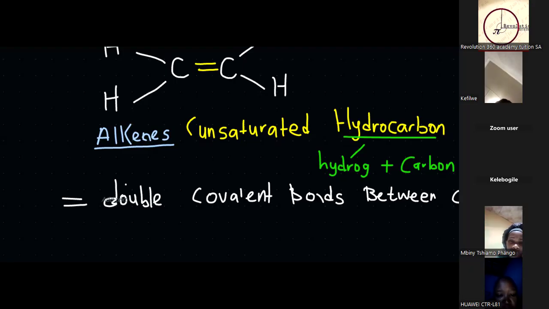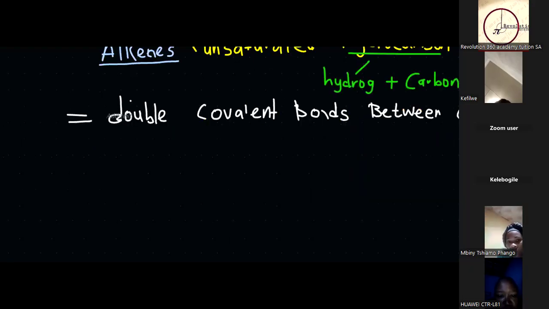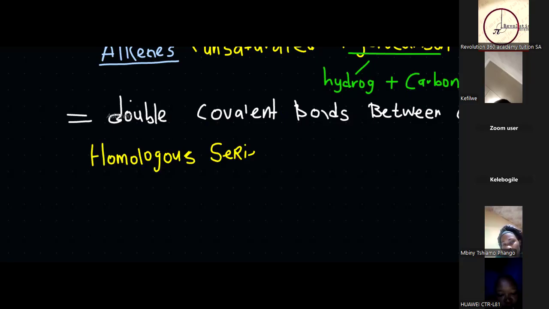And you remember that I told you that the homologous series, or the formula that denotes all alkanes, is CnH2n+2. But with regards to alkenes, the homologous series, or the formula that best denotes all alkenes, is what? It's going to be CnH2n.